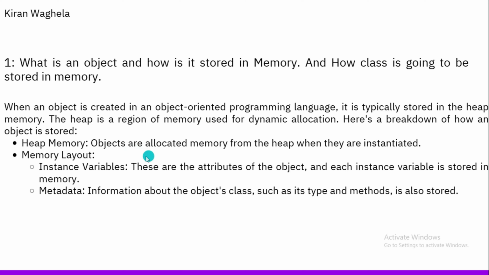Heap memory: objects are allocated memory from the heap when they are instantiated. Memory layout: instance variables and metadata. Instance variables are the attributes of the object, and each instance variable is stored inside the memory. Metadata is information about the object's class, such as its type and methods, which is also stored.